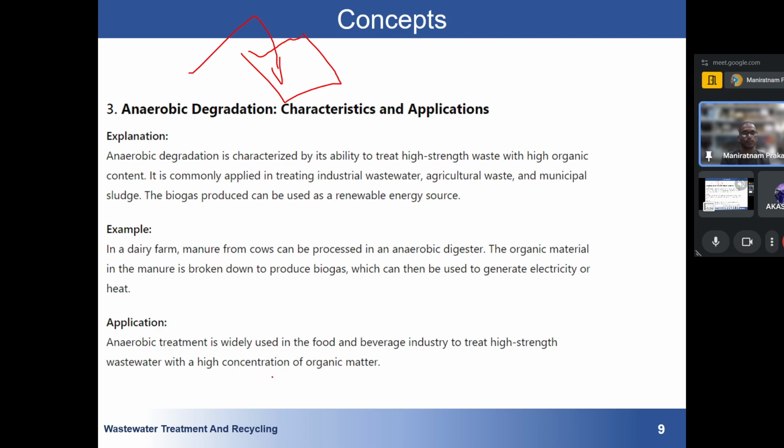These examples are not related to wastewater treatment directly; they are normal examples. Maybe a dairy plant has its own anaerobic digester and so on.